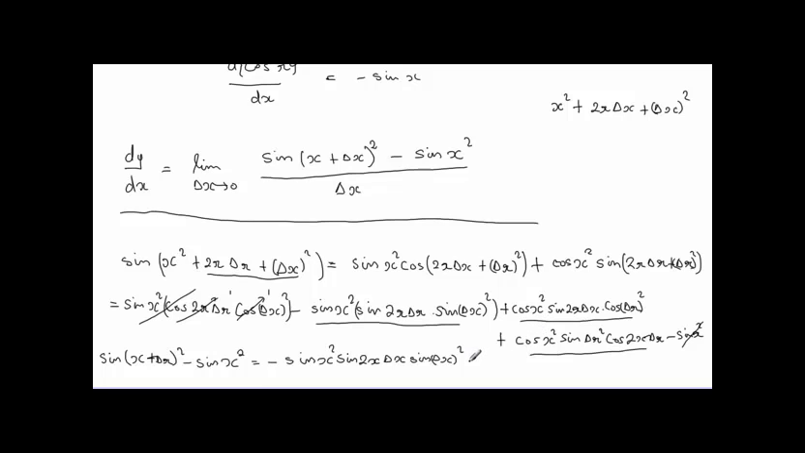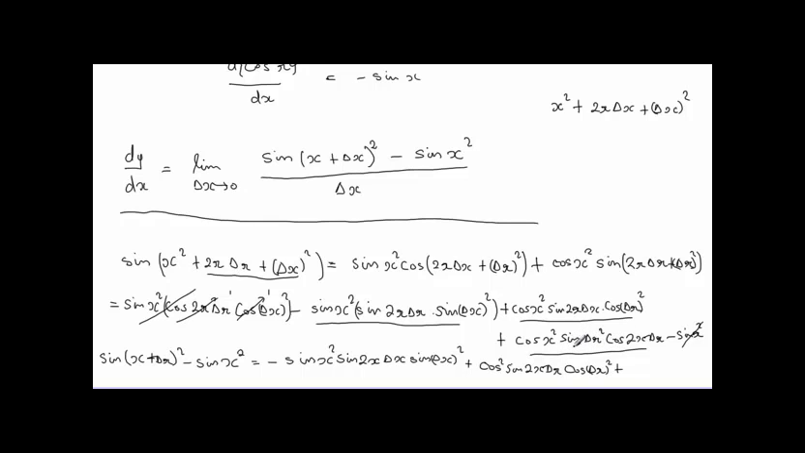So but let's not do that for now. Let's leave it there as cosine squared sine 2x delta x cosine delta x squared plus this one, which is cosine. This is the one actually which we can simplify very easily.